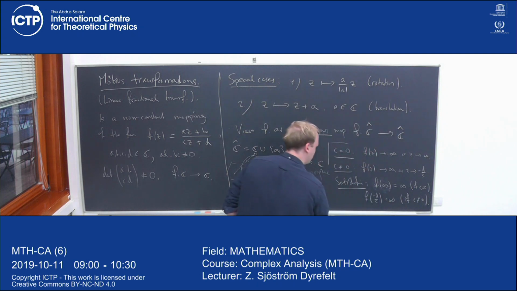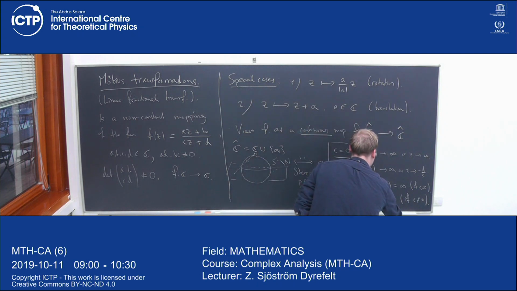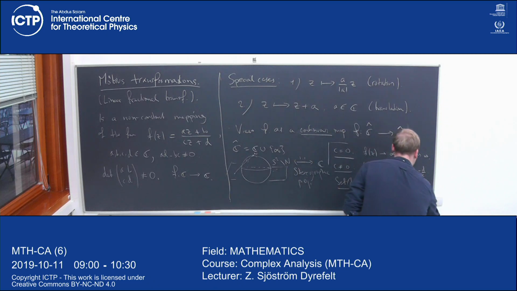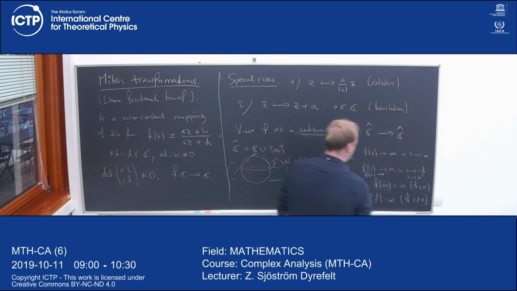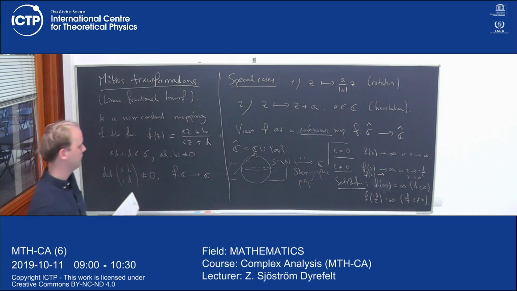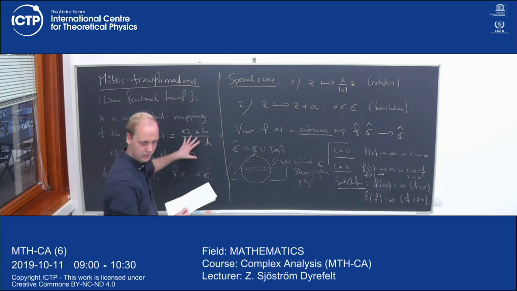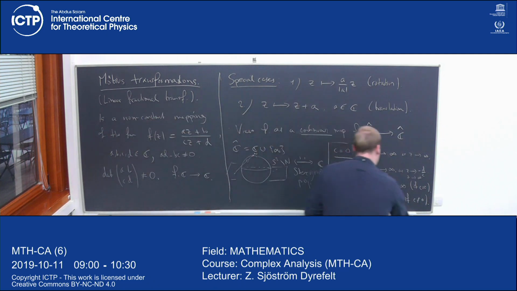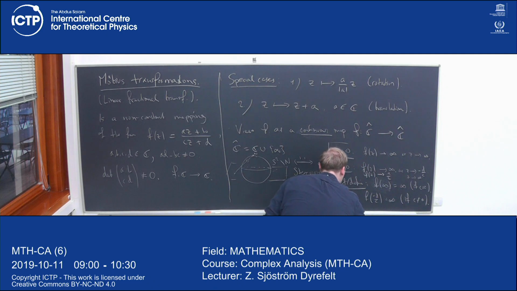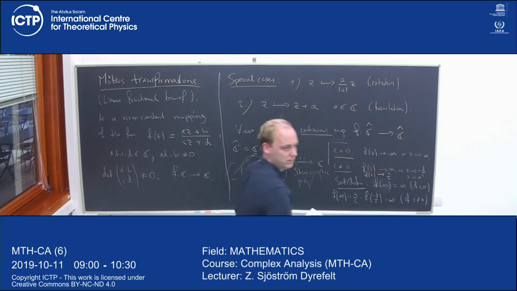So I also should have written that as z goes to infinity, then what does f of z go to? A over c. Okay, is this clear? So it goes to a over c. And therefore I should also set f of infinity equals a over c.